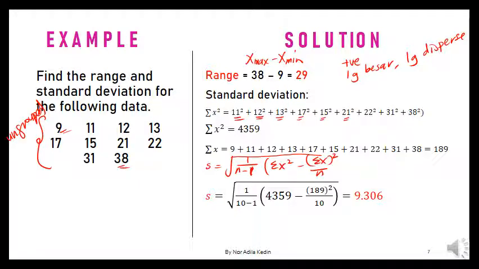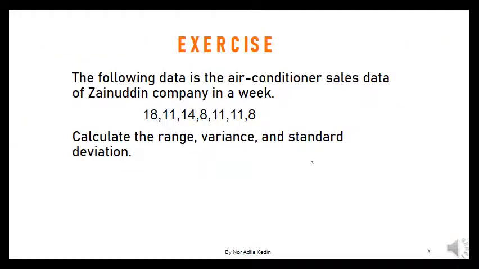Maksudnya kuasa 2 kan x semua. Lepas tu baru tambahkan. Summation of x bracket kuasa 2 adalah hasil tambah x. This one, hasil tambah x. Dah dapat hasil tambah x, baru kuasa 2 kan. So, dapat jawapan 9.306. Nilainya mesti positif. Lagi besar, lagi disperse. Exercise, cuba buat.